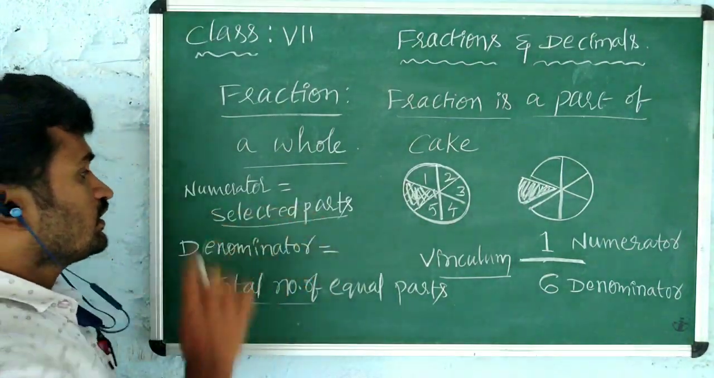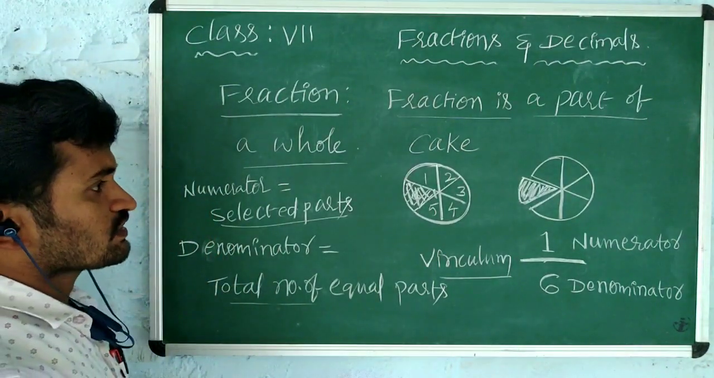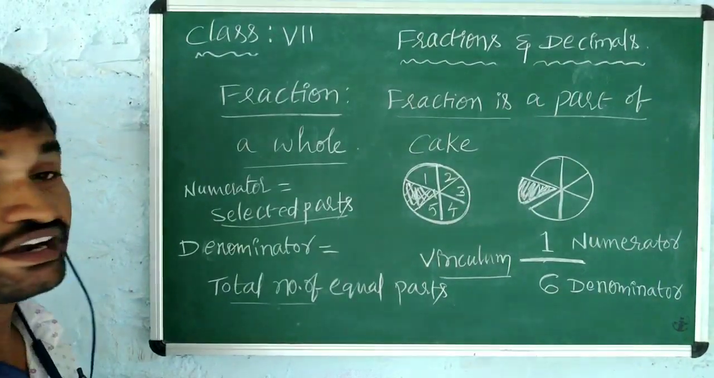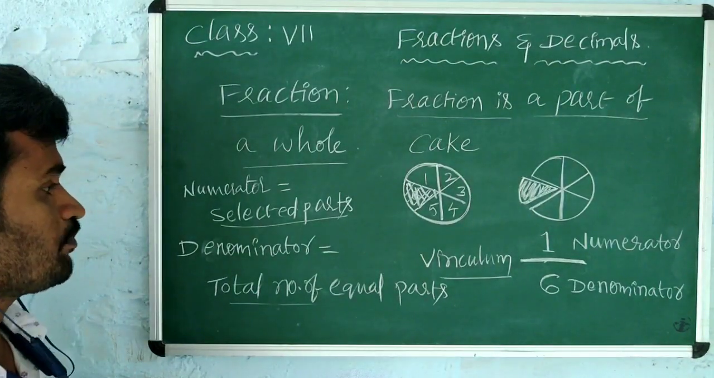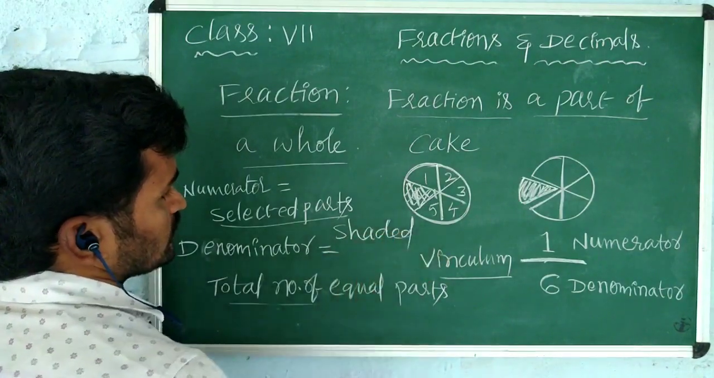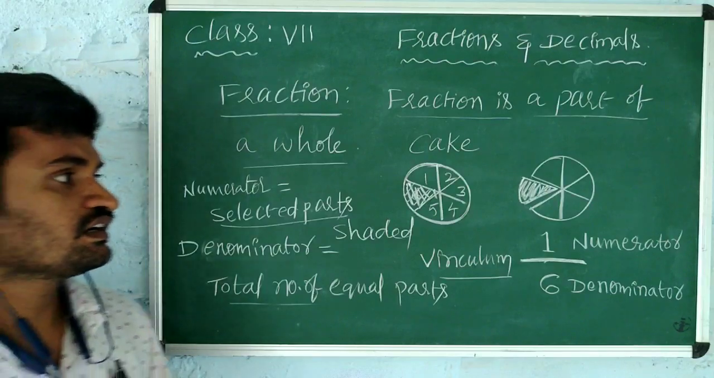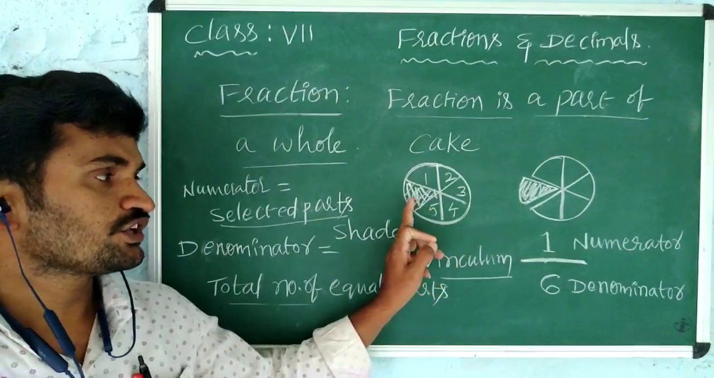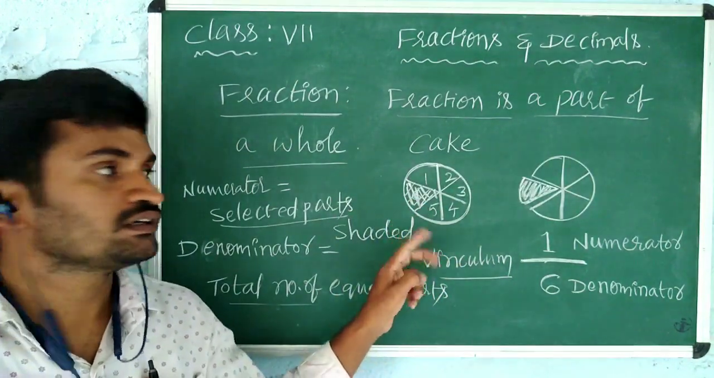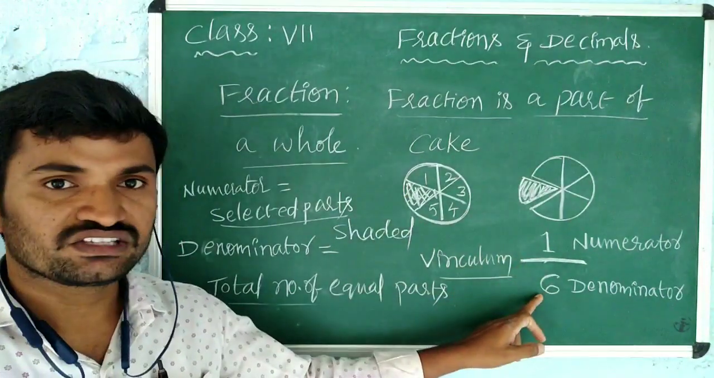So here numerator means, one more word we can use: selected parts are shaded parts. Shaded parts also we can say. Why? Because here in this picture I am shading only one part. So the fraction form is 1 divided by 6.